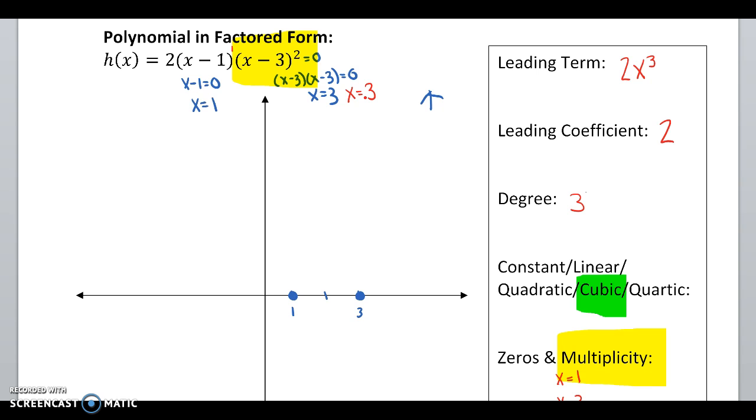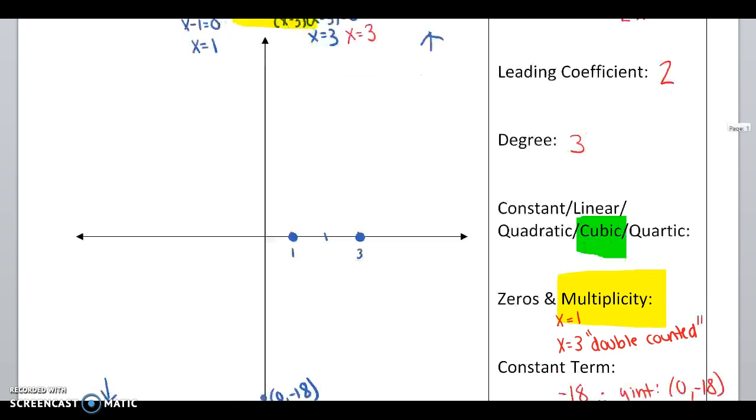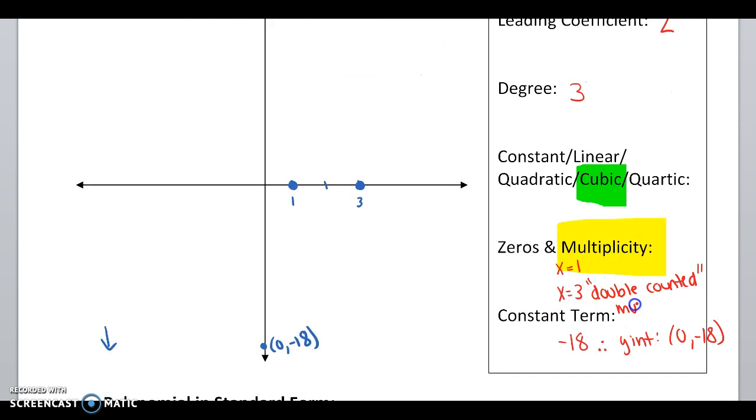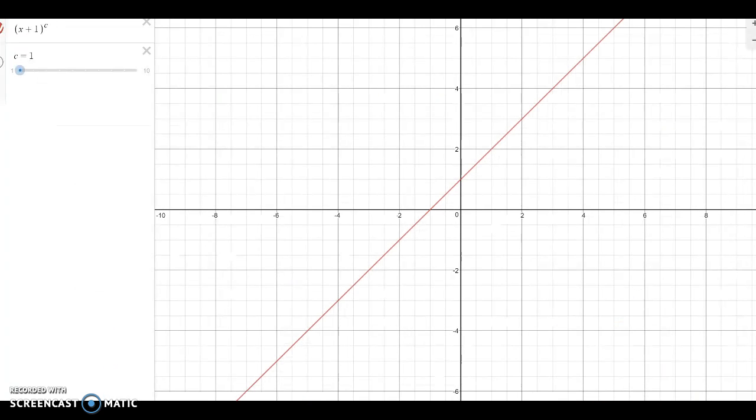And what we can write first is that at x equals 3, something special is going to happen. It's quote-unquote double counted. And then probably the more precise way to say that is the multiplicity is 2. Whereas for this one, the multiplicity is just 1. So multiplicity tells us how many times that zero is counted.